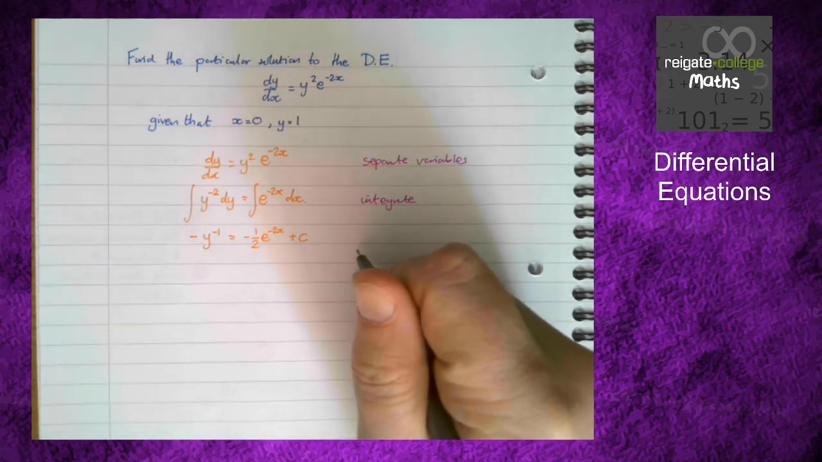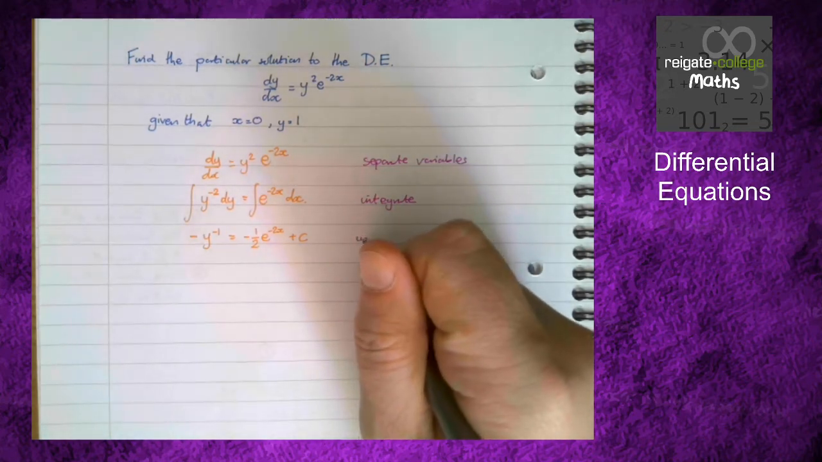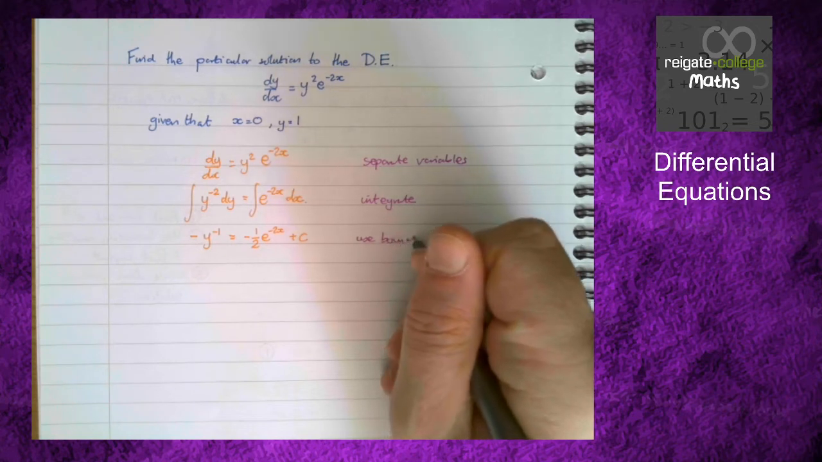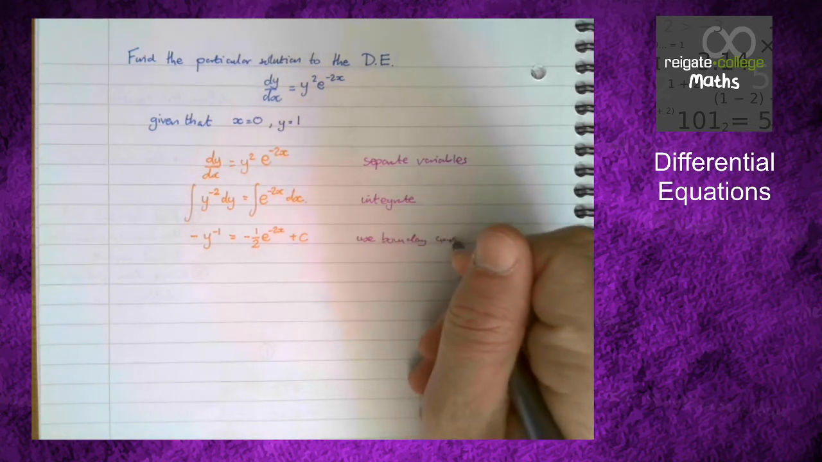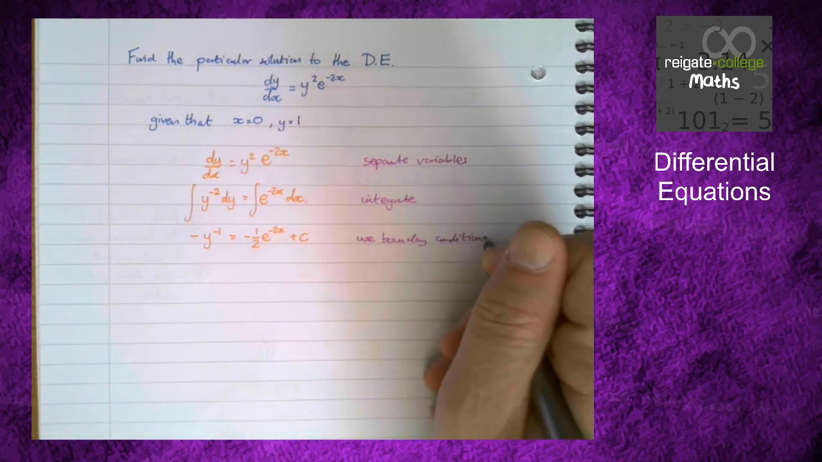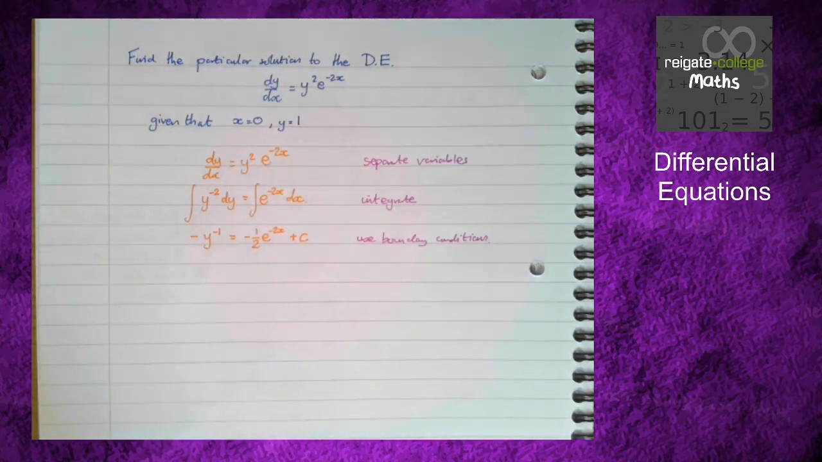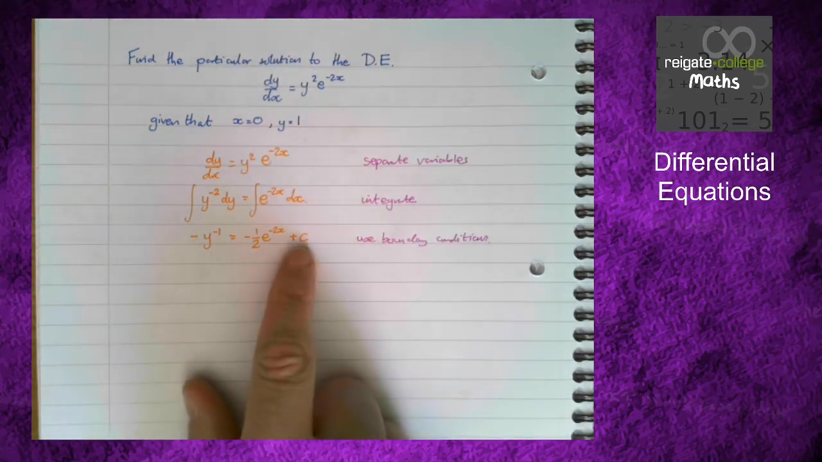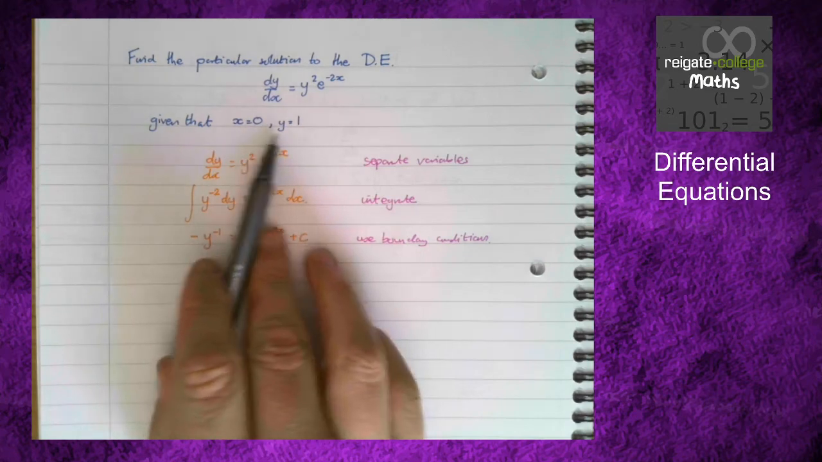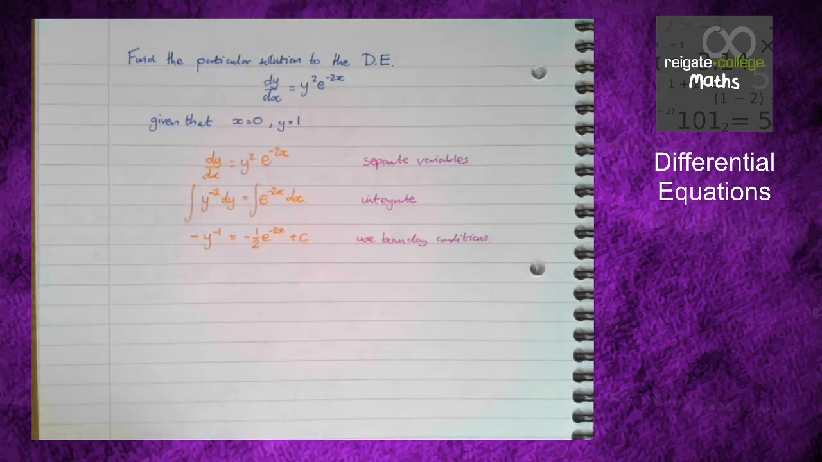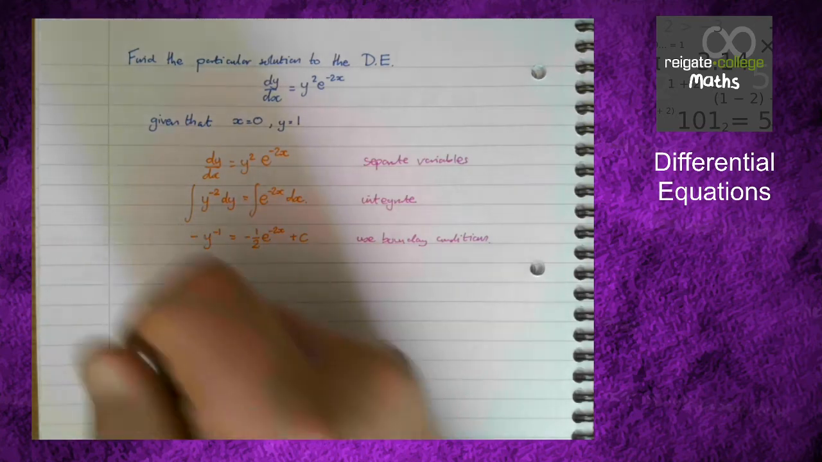So we now use the boundary conditions. Because once you've integrated and got your constant, you can use this wherever you like. Use it where it's going to be easiest. Don't faff around with trying to rearrange first if you're just going to have to rearrange again to find c. You may as well find c as quickly as possible so that it makes it easier.